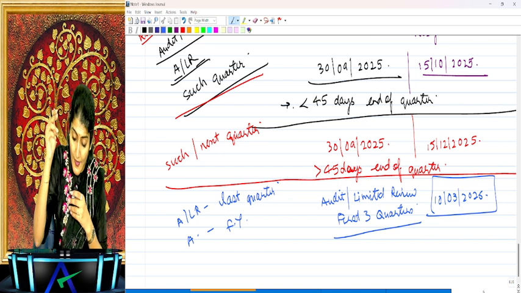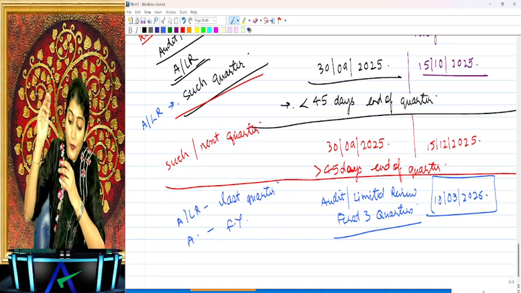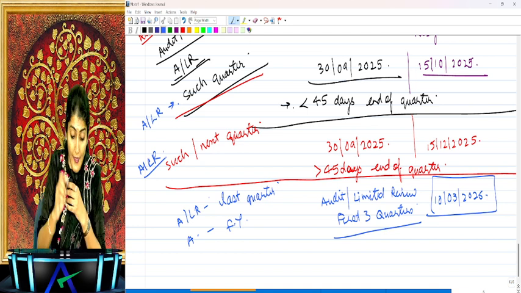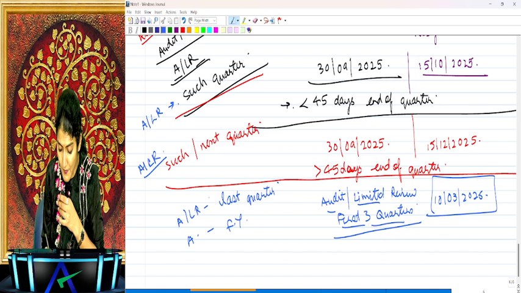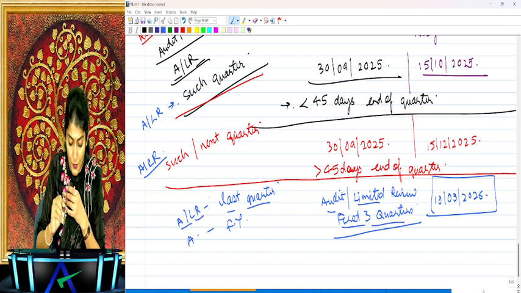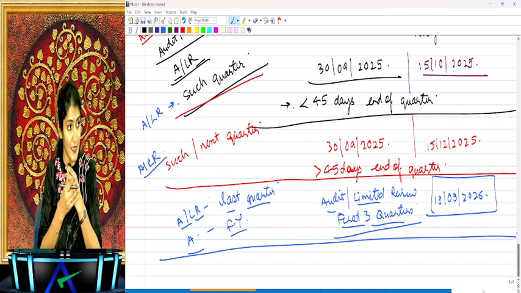So if you've resigned within 45 days from the end of such quarter, then audit or limited review of such quarter. If you resign after 45 days from the end of the quarter, then audit or limited review of such quarter as well as the next quarter. And not considering 1 and 2 above, if you have done the audit or LR for the first 3 quarters, before resignation you have to do the audit or LR of the last quarter as well as the audit of the full financial year. Okay, are you understanding that?